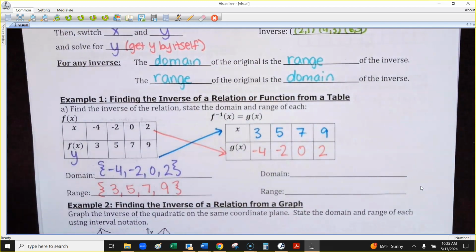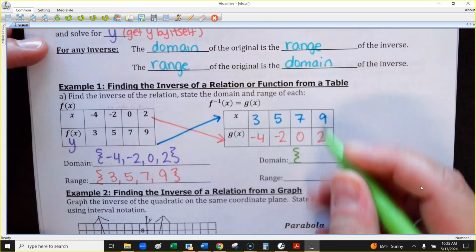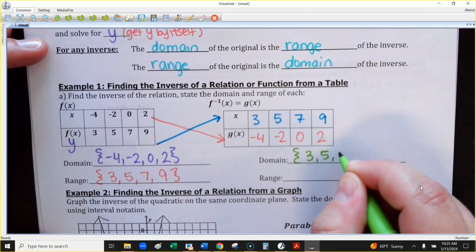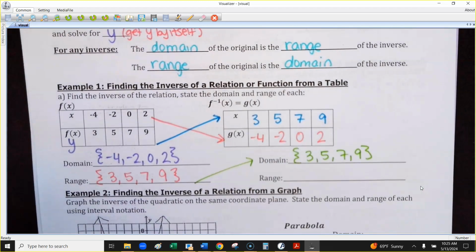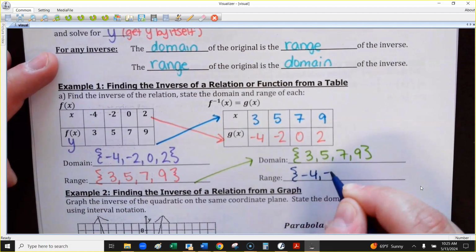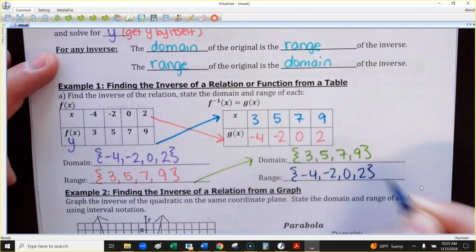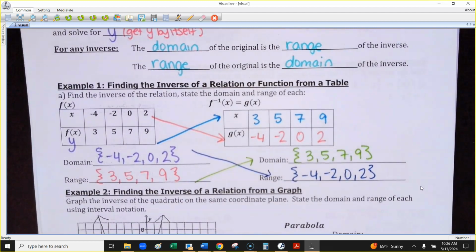If we were to plot this on a graph, you could see they're going to be a reflection of each other over the line y equals x. We're going to get into that in a second. But now, on my new information, my domain is the 3, 5, 7, 9, which should be the range of the original. And the range is now the -4, -2, 0, 2. So they literally just trade places in the table. That's it. Just flip them.